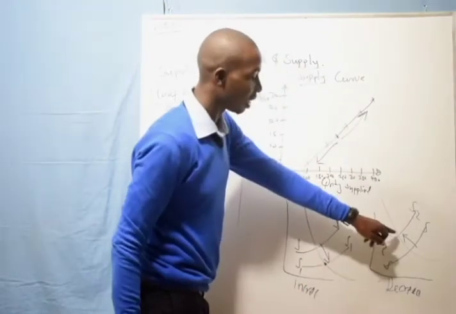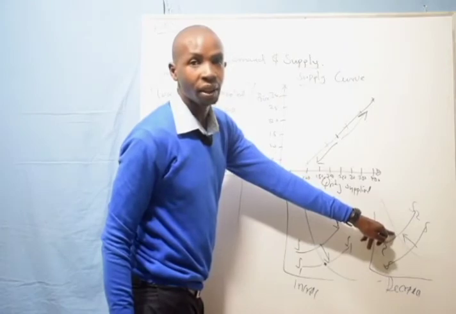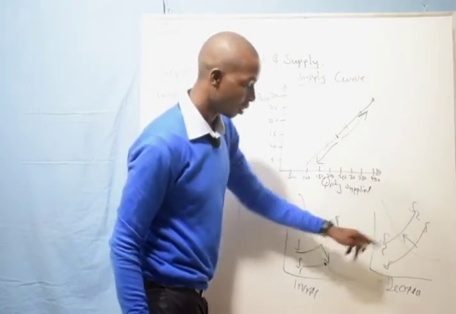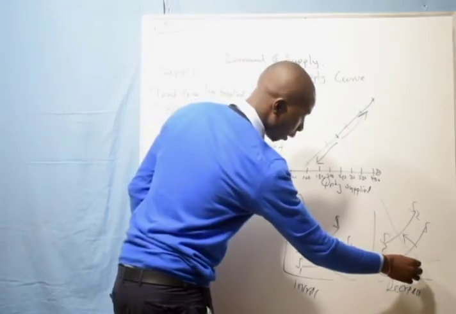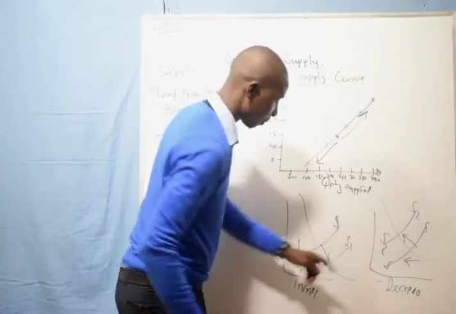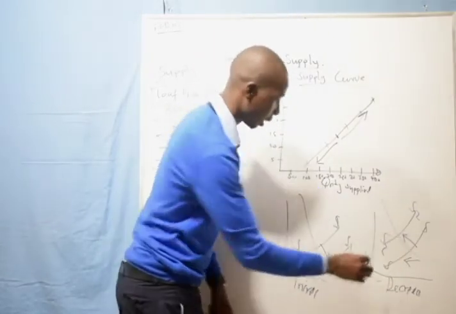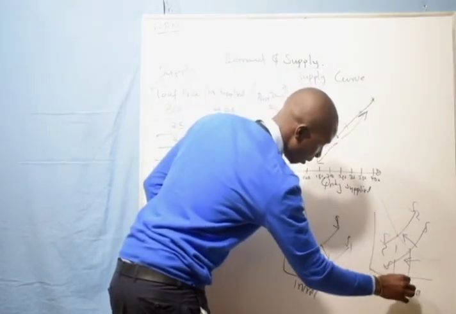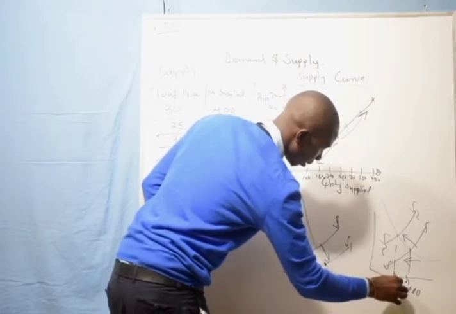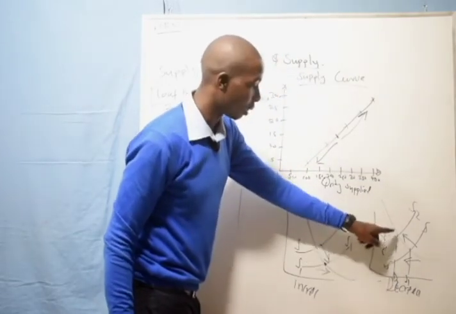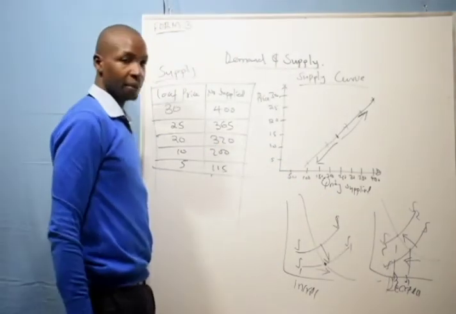What happens when there is a decrease in supply? The demand will be lower because it has moved this way. So this one moves that way. The demand will be lower, as you can see. This is demand 1, demand 2. So the demand will be lower. Why? Because the prices are high.